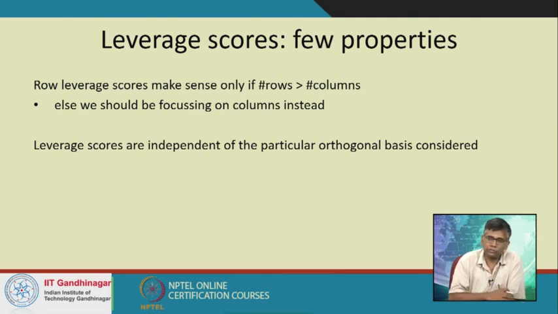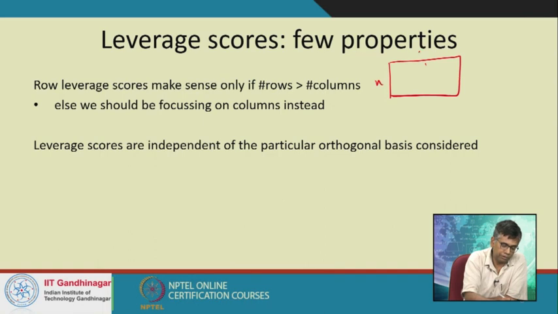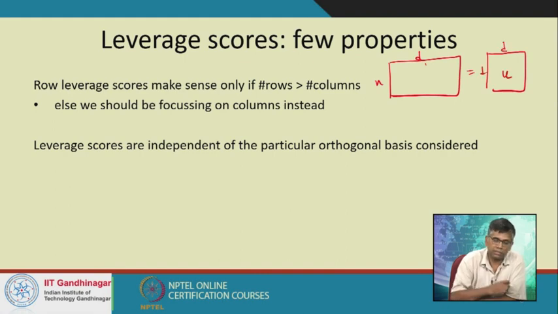One of the things should be fairly obvious: row leverage scores only make sense if the number of rows is greater than the number of columns, because otherwise the form of U looks as follows. If the number of columns is bigger than the number of rows, then U is a square matrix, a D by D orthonormal matrix. In that case, all the row norms of U are all 1, so it doesn't even make sense to talk about it. And it is intuitive, because if the number of columns is bigger, then you should not really be talking about sampling rows. You should really be talking about sampling columns.